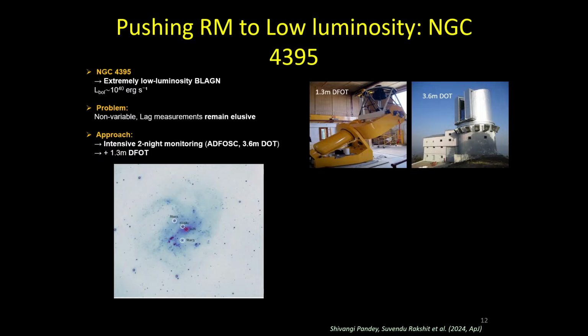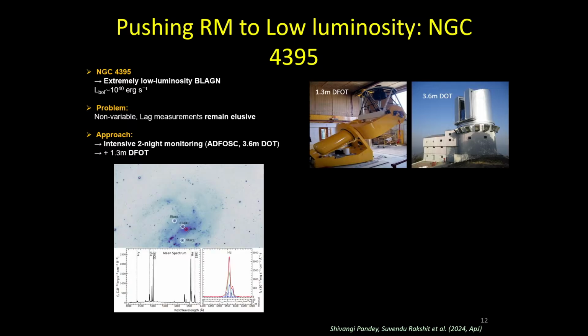The problem with this object, NGC 4395, although it is the least luminous AGN known to date, is that the luminosity is 10 to the 40 erg per second. So it is way down, 3 orders of magnitude below the normal classical type 1 AGNs. These low luminosity AGNs, by the way, do not vary much, so there is less success rate to recover the lags and measure the black hole masses. So we did accurate flux calibrations and obtained about hundreds of spectra every night.